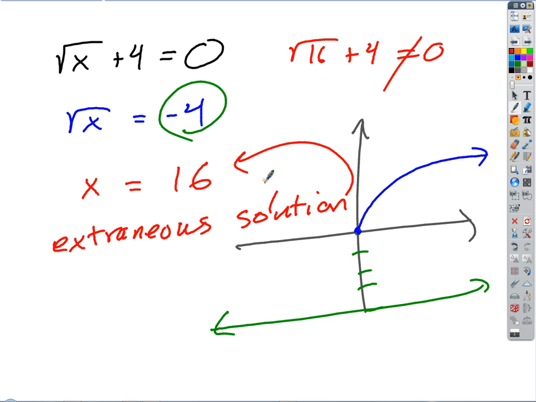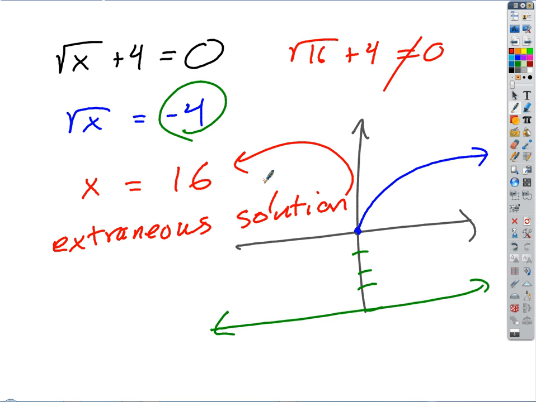We only got one solution to this equation when we squared both sides. If that doesn't work, there are none. Okay? Now, it's possible, and we're going to look at an example later today, that when we solve a radical equation like this, we get two solutions.